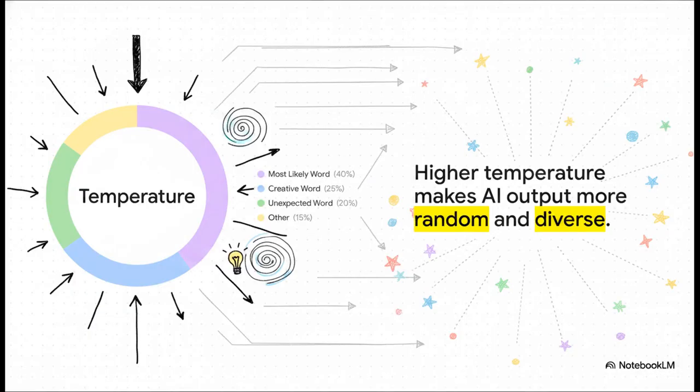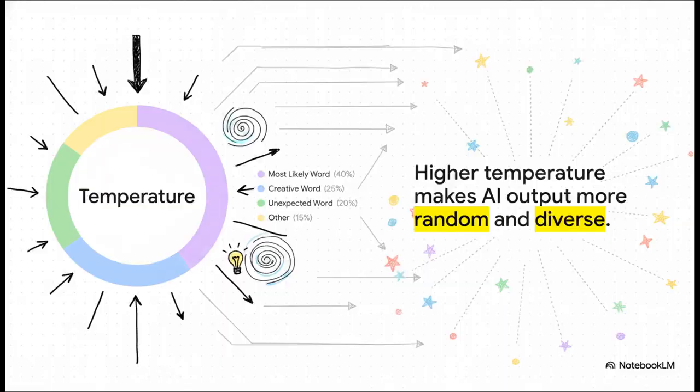We can also control the AI's personality, so to speak, using a setting called temperature. If you set the temperature low, it's very focused and always picks the most obvious next word, which is perfect if you're, say, summarizing a legal document. But as you turn the temperature up, like we see here, it starts giving more weight to creative and even unexpected words. This makes its writing way more random and diverse, which is awesome if you're trying to brainstorm ideas for a story.